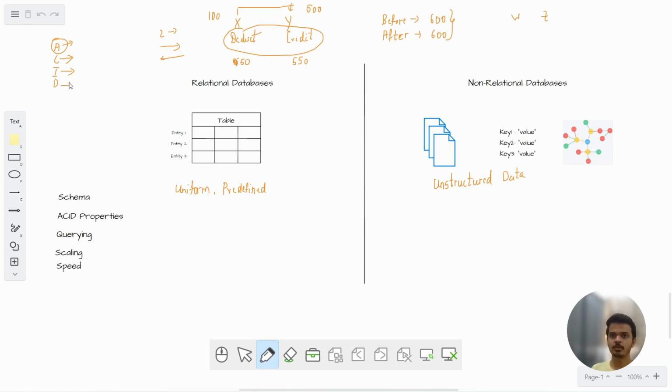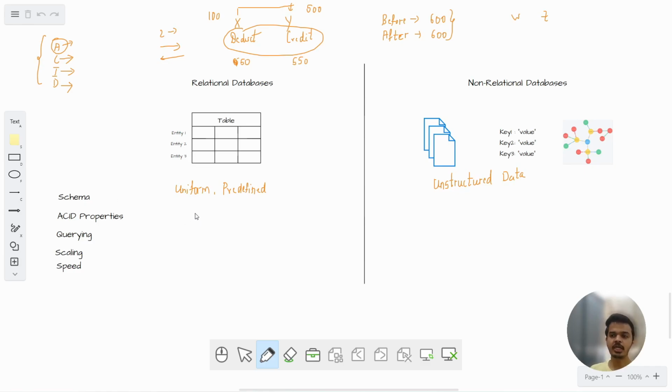And the last property is durability. What is meant by durability? All the changes that have happened on the database should go into the persistent storage. So these are the ACID properties. I hope you would have understood them.